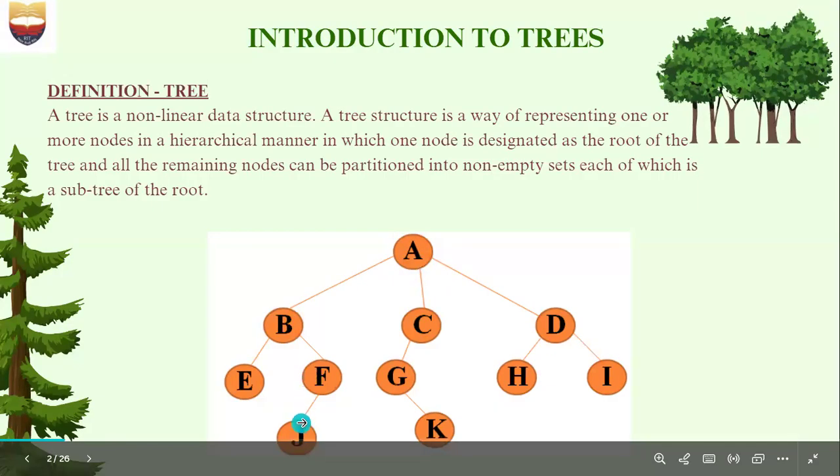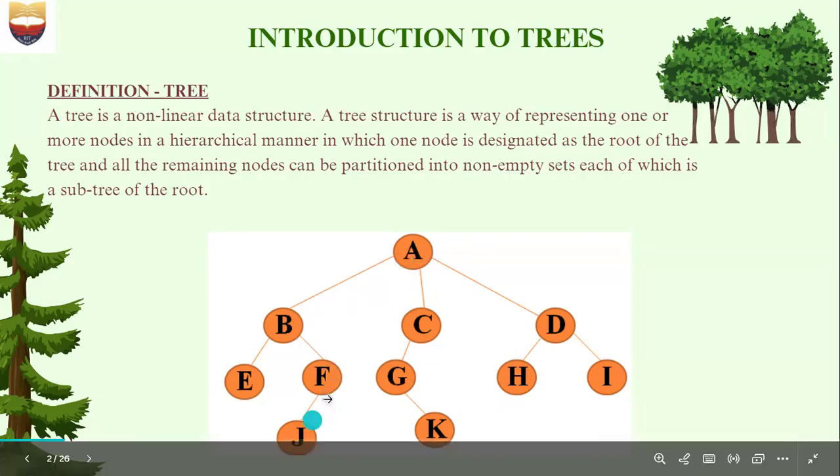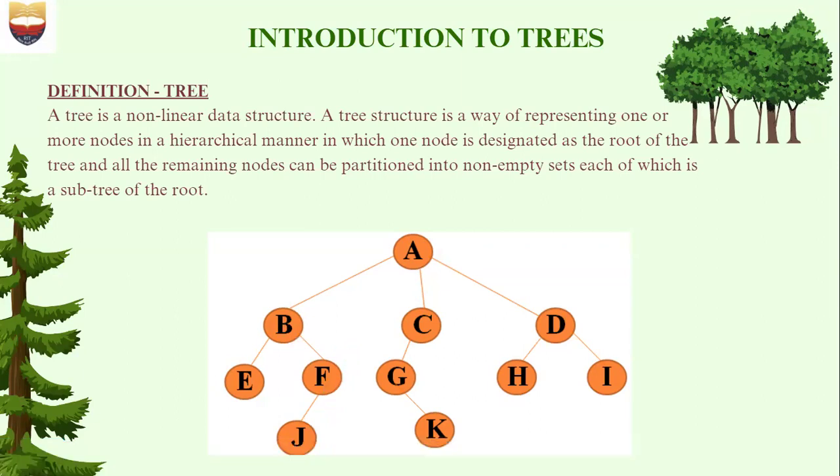Therefore, here we have to count the total number of nodes instead of edges, right? In case of path and depth, we have counted the total number of edges on the particular path. But in order to calculate the height of a tree, we have to count the number of nodes on the path. Okay. And on this path, we have 4 nodes, right? A, B, F, J. That is including the deepest leaf node. Therefore, the height of the tree is 4.